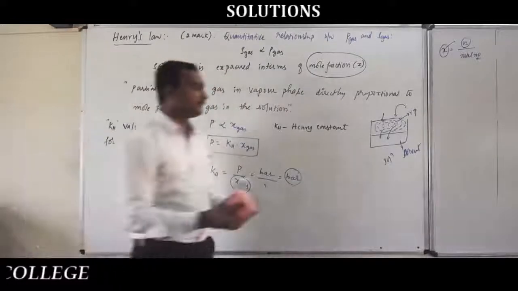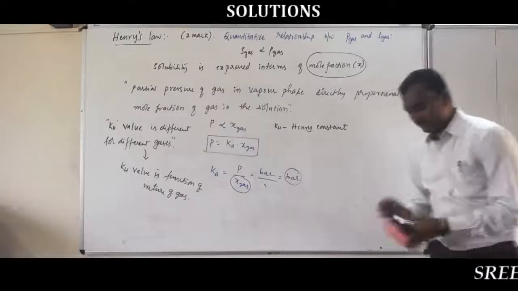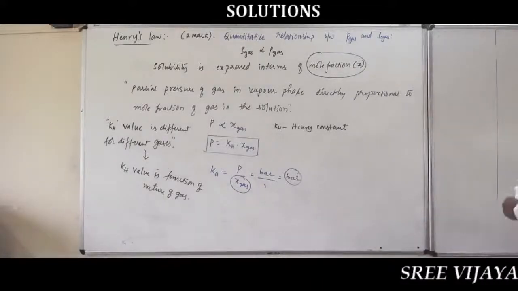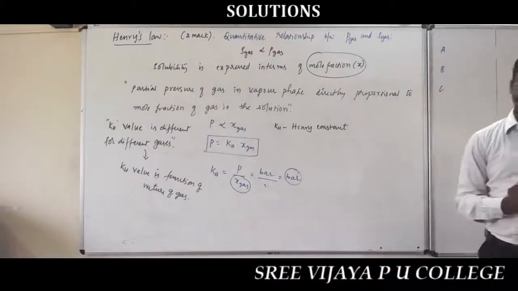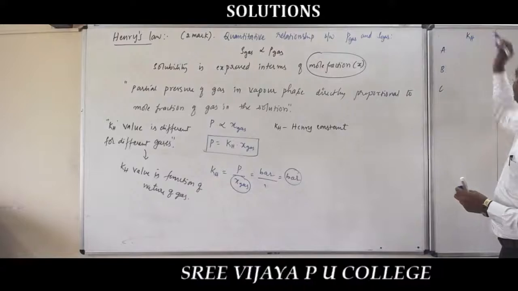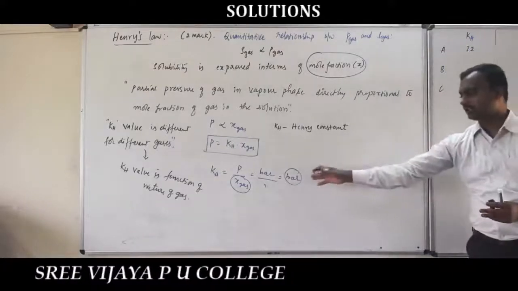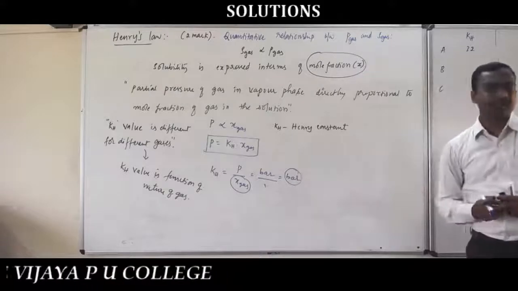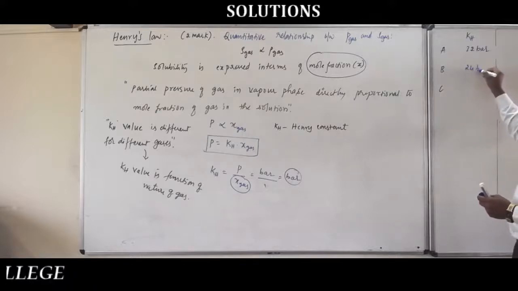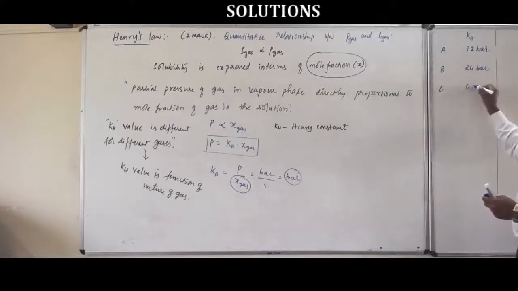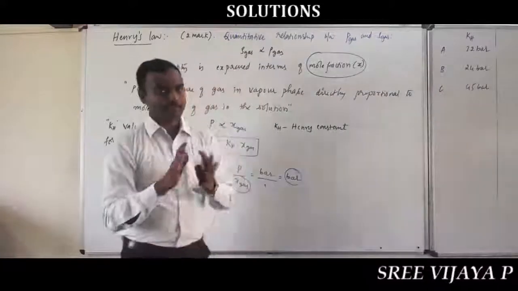This is a very, very important, most repeated question in competitive exams. In competitive exams, they will give us some gases, let's say gas A, gas B, gas C, and they will also give the Kh values. For example, A has 32 bar, the Kh unit is bar. B has 24 bar. And C has, let's say, 45 bar. So they give the gases with respect to Kh values.